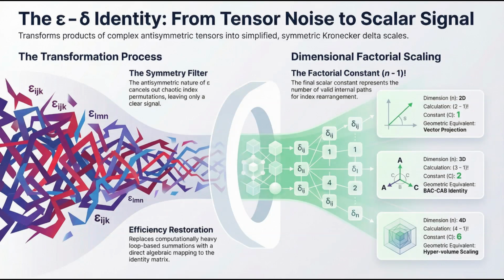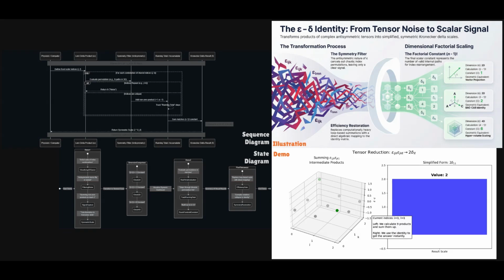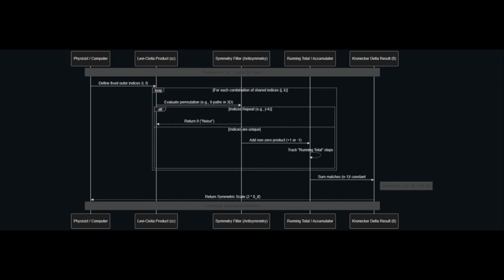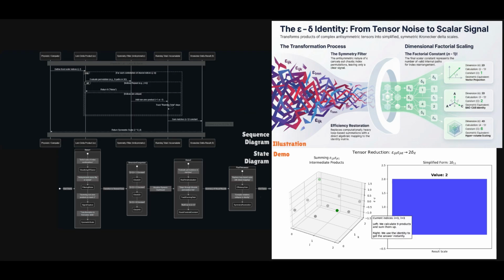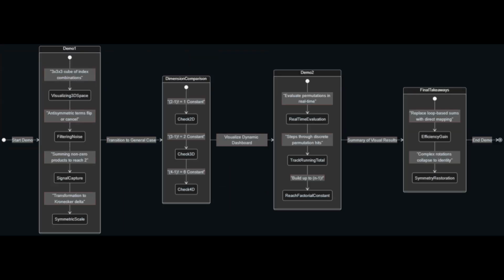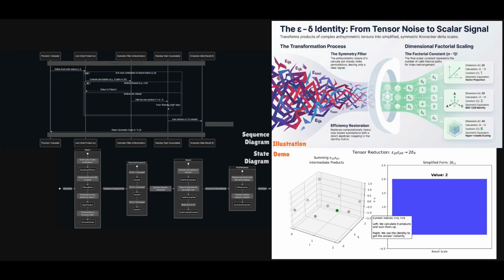The derivation sheet serves as a guide for transforming complex, twisting tensor interactions into simple, predictable scaling factors. This transformation is best understood through two distinct conceptual frameworks: a state diagram that tracks the logical learning path and a sequence diagram that details the operational flow of the information. The state diagram. A logical progression.